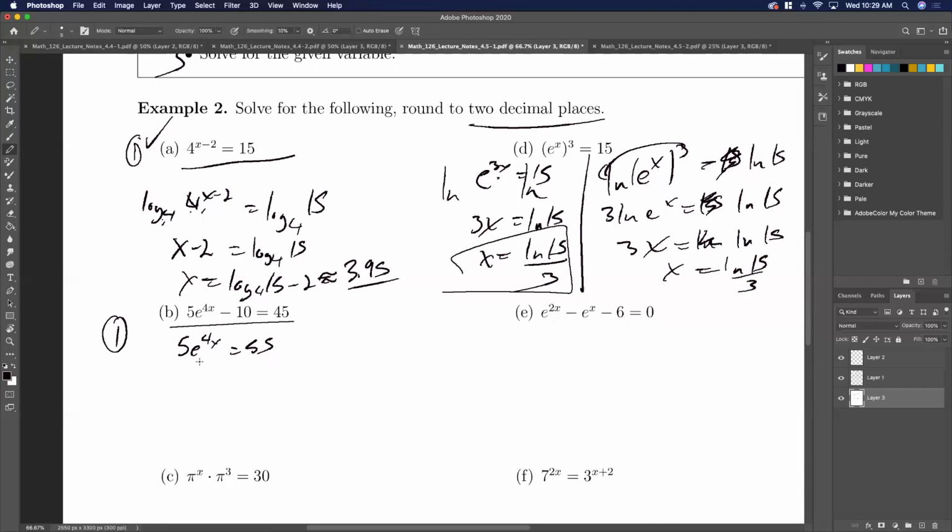Then we're going to divide out the 5. So e to the 4x equals 11. And now we can do step 2, take the log of both sides. So we'll get 4x equals ln of 11. So we get x equals ln of 11 over 4. And if I crunch through that, I get roughly 0.6.